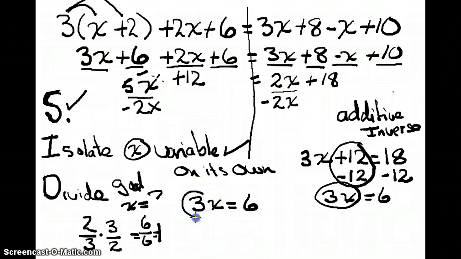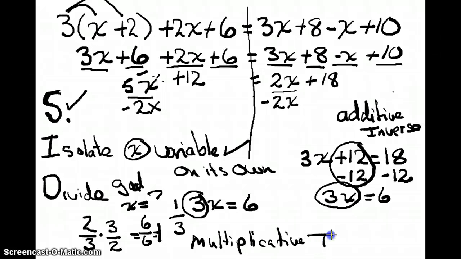So how do I turn this 3 into a 1? Well, you could think of it as dividing by 3 or multiplying by its multiplicative inverse. So 2 big words tonight. Additive inverse, add 2 numbers together till we end up with 0. Multiplicative inverse, multiply 2 numbers together so we end up with 1.